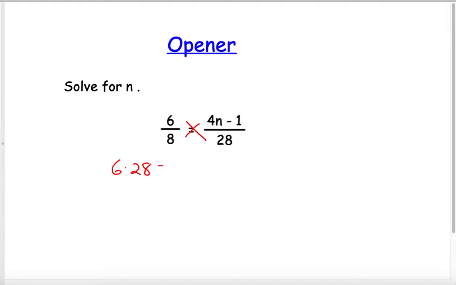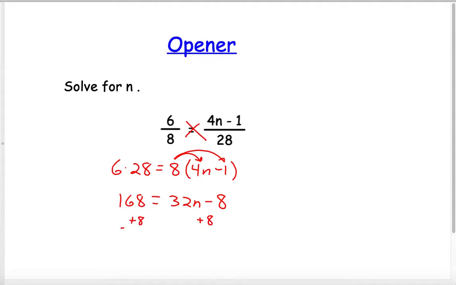So 6 times 28 equals 8 times, be careful, the quantity 4n minus 1. So we're going to have to distribute this 8. All right, so 6 times 28, and that's 120 plus 48 is 168. 8 times 4n is 32n. 8 times negative 1 is negative 8. So we're going to add 8 to both sides, and we get 176 equals 32n.